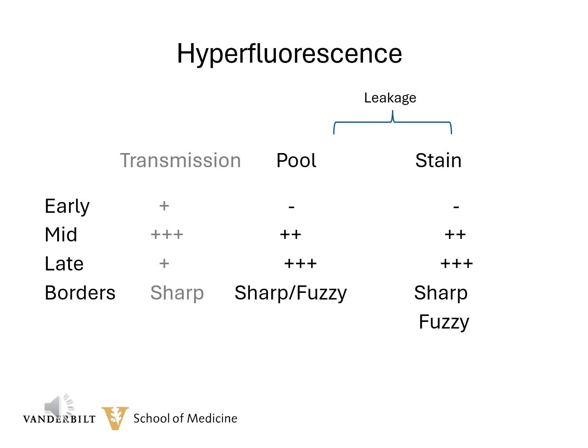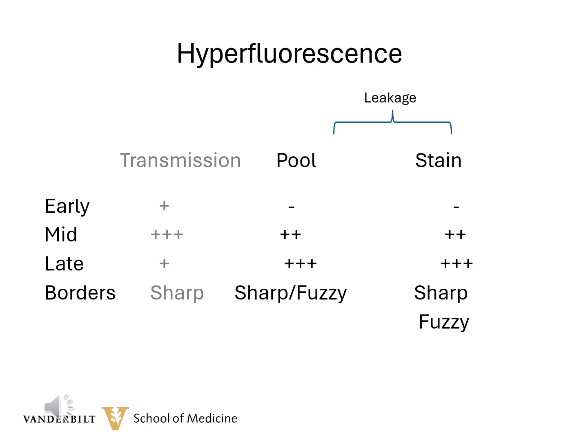First, let's lay out some groundwork by showing a chart comparing the fluorescent patterns and the differences between transmission defects and leakage. You can see on the transmission defect, again, there's not much early, and then it increases in the mid phase, and it then decreases in the late phase, and the borders are very sharp because they are bound by the boundaries of the loss of the pigment epithelium.